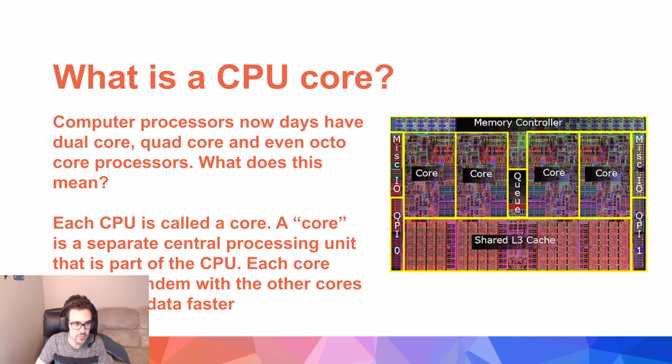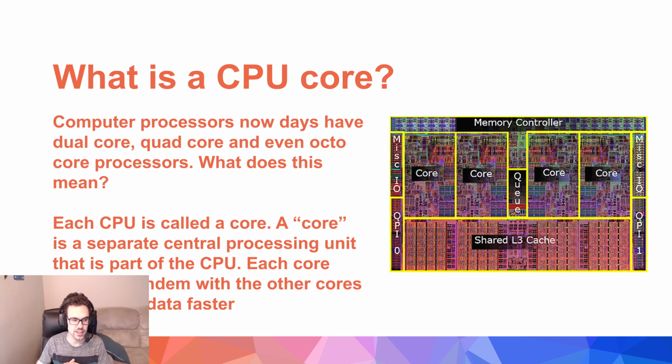Okay? That being said, once we move past the idea of the processor, we're still on it though. What is a CPU core? Well, computer processors nowadays have these terminologies attached to them when you go to buy them. They're like dual core, quad core, octo core processors. Some even have 12 core, 16 core, 18 core, 24 core. On and on it goes. What is a core? That's the question.